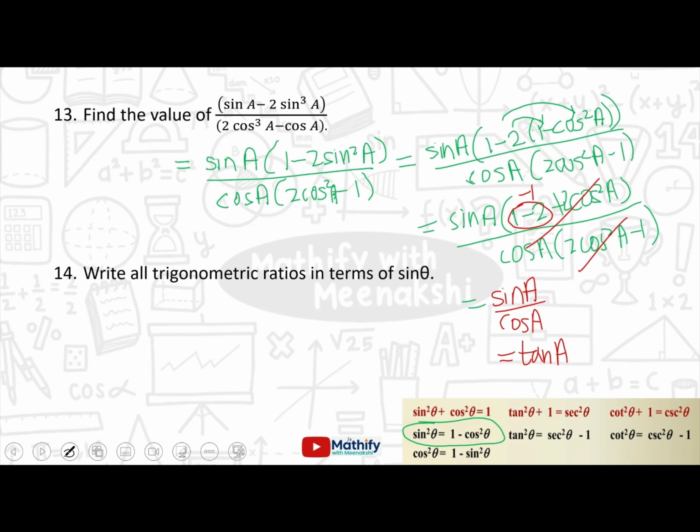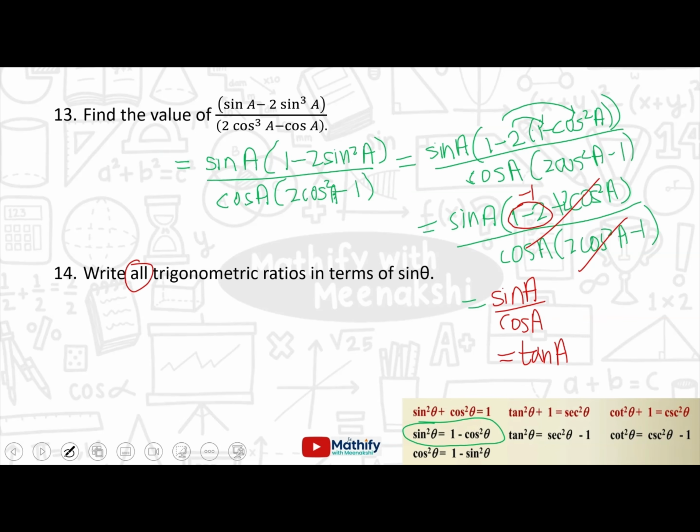Now let's move to the 14th question. This is also important. It can come for one marker, like express sine theta in terms of cos theta, or cos theta in terms of sine theta. But here they ask all. So that's why it's important. I'm telling you all so that if it comes for one marker, you know how we can convert.